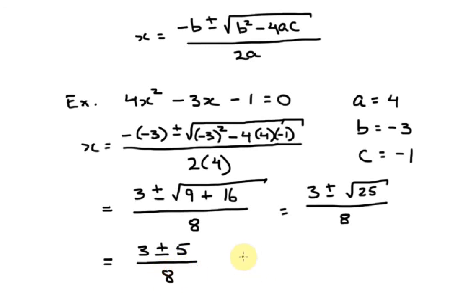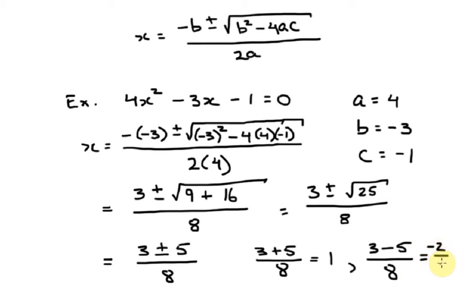So I have two answers here now. I have 3 plus 5 divided by 8. And of course, that works out to be 8 divided by 8, so it's 1. And the other number is 3 minus 5 divided by 8. And of course, that is going to be negative 2 over 8. And we'll just write all that down. Negative 2 over 8, which is negative 1/4.